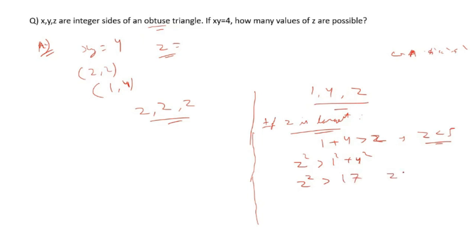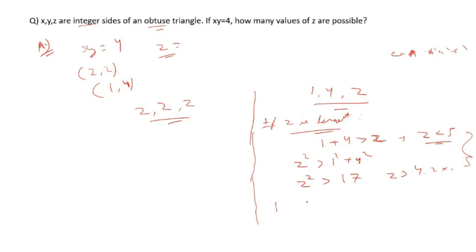So z will be greater than something like 4.1 or 4.2, whatever, it does not matter what the value is. So this says that z should be greater than 4.1 or 4.2, and this says that z should be less than 5. Now, the sides are all integers, which is given, so obviously there is no value possible here, right? So this scenario is not possible. Something cannot be greater than 4.x and less than 5 at the same time and also be an integer.